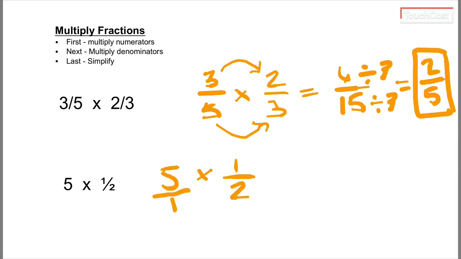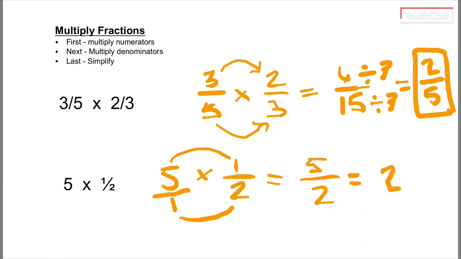The numerators, 5 and 1, we multiply those together, we get 5. The denominators, 1 and 2, we multiply those together, we get 2. Now we have what's called an improper fraction. In order to write that in simplest form, we're going to divide 5 by 2 in this case. We wind up with 2 and 1/2.